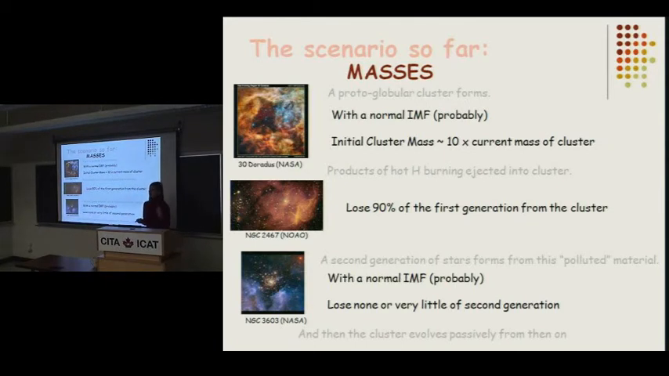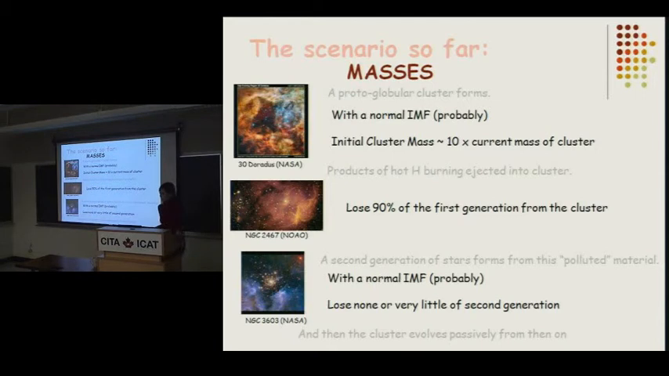The reason I put "probably" here is that some of the first papers that came out on this subject involved all kinds of crazy IMFs, including ones that looked almost like delta functions right at the mass of the AGB stars, which I thought was kind of convenient. The way I put it: we have to lose 90% of the first generation stars because we don't see them right now. Dynamically, we can do that. As the cluster evolves, the stars lose mass, the cluster can expand, and it can start to be stripped by the galaxy, we can lose stars and so on. Losing 90%, well, not totally.